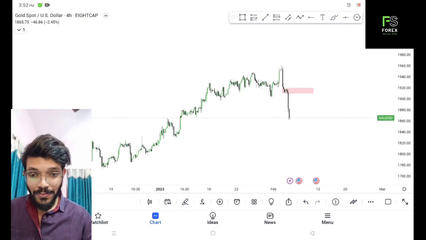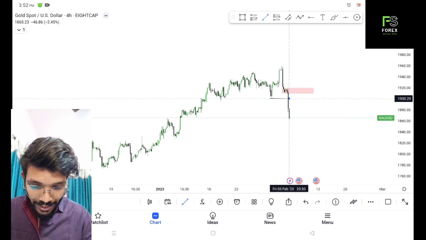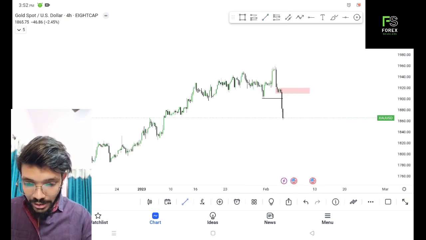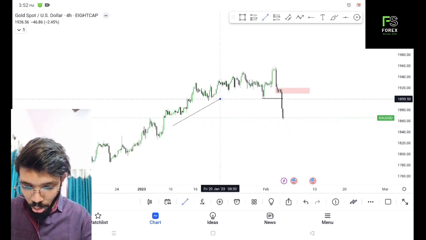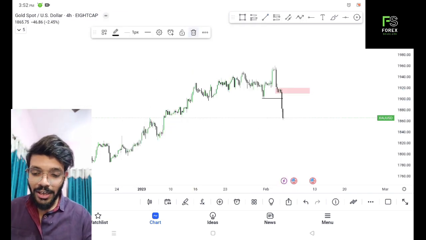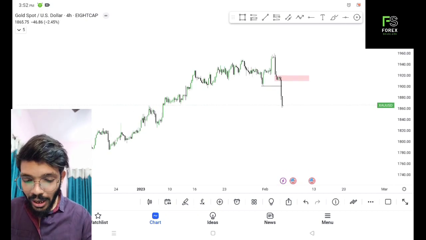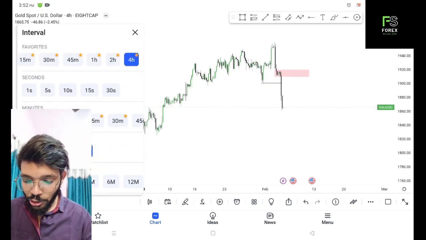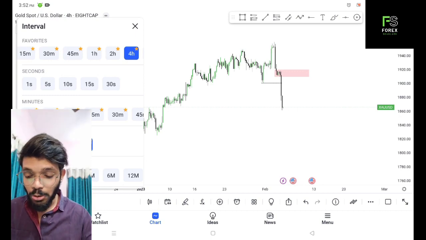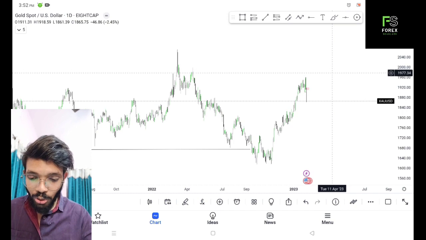The way it has fallen, it has given a big change of character on a daily time frame, and you see all these lows being taken out one by one in gold without any demand. So gold has just dumped, as it should have, because if you look at gold on the 1 day time frame, it's a very good supply zone on the upside.